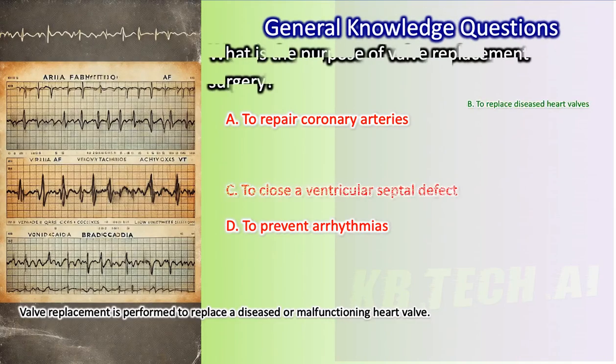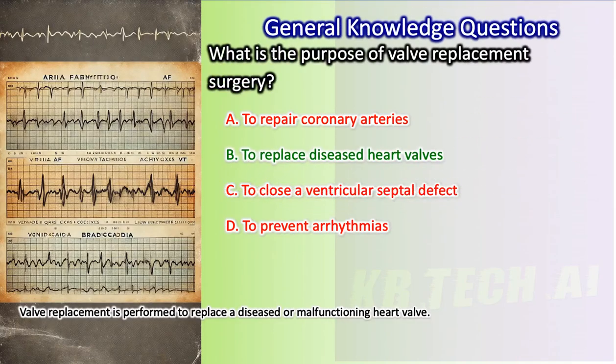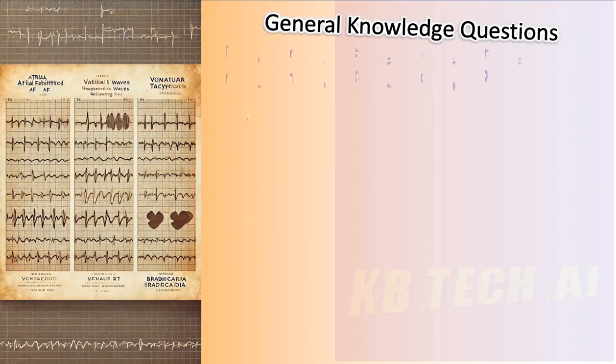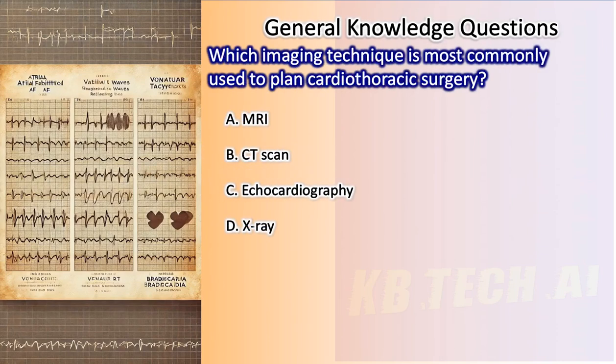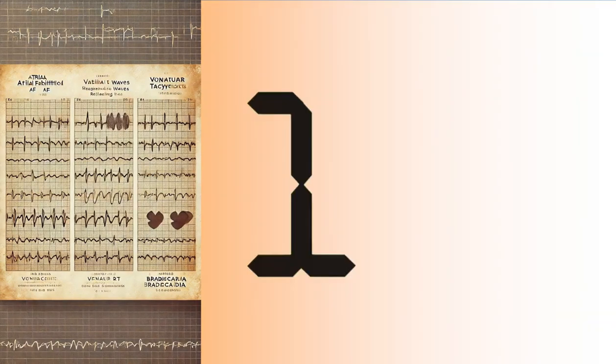The answer is Option 2. To replace diseased heart valves. Which imaging technique is most commonly used to plan cardiothoracic surgery? Option 1. MRI. Option 2. CT scan. Option 3. Echocardiography. Option 4. X-ray.